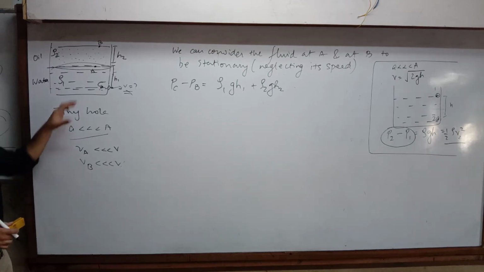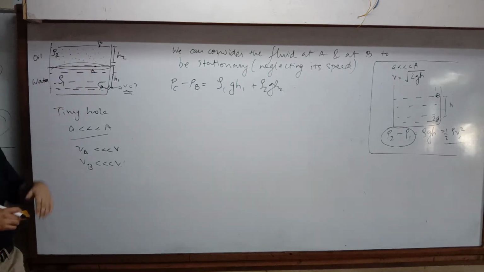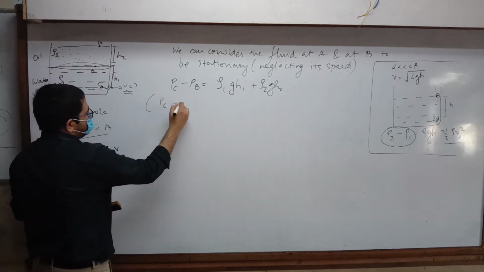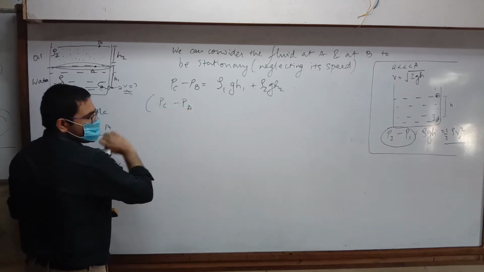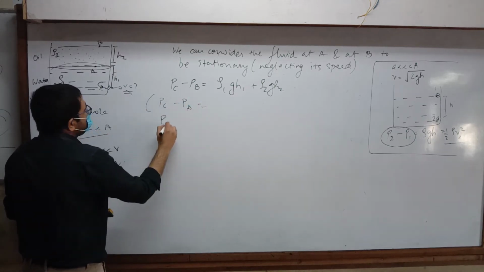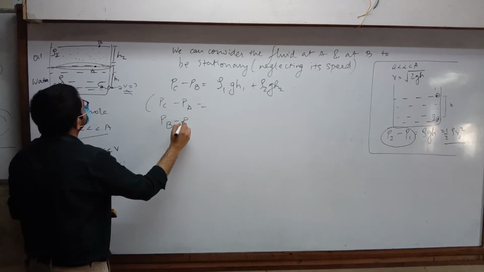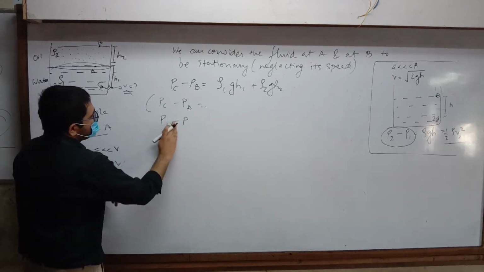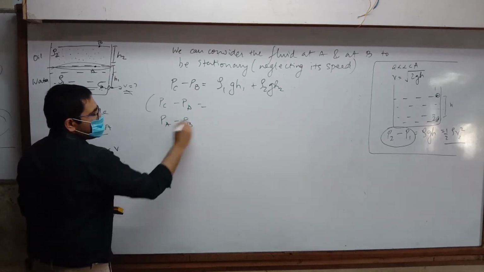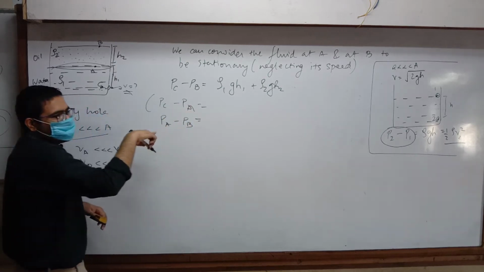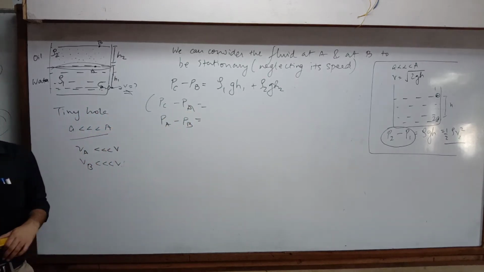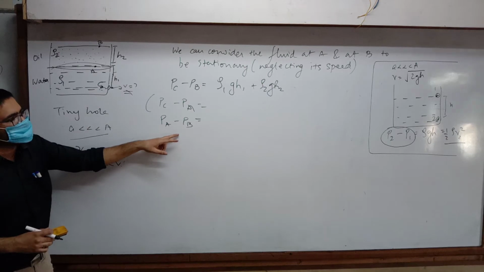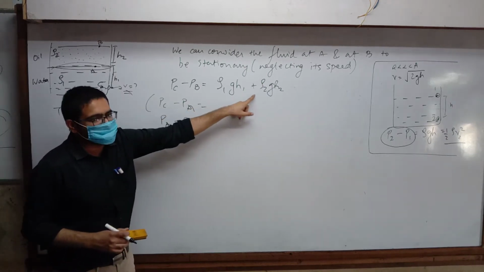Just like that, you would do it in 2 steps. What would be the 2 steps if you don't understand this? First you do PC minus PB, then you do PB minus PA, and add the equations. So when you add, PA will get cancelled and you will get PC minus PB. That's what this plus is.